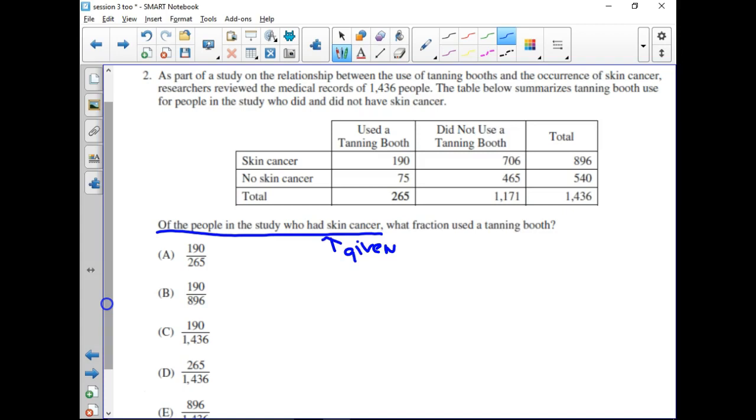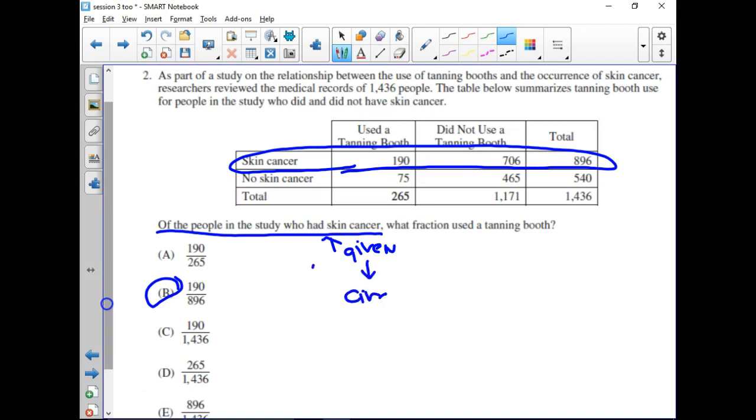Close, you want to circle the given. So we're only dealing with people right now who had skin cancer. So these are the only numbers I care about. Yeah, so the answer is B. It's 190 out of 196. So that would be like your little laundry list if you needed to write something down. When you have a given and you have a two-way table, circle the given. Those are the numbers you're dealing with. Okay. Questions?